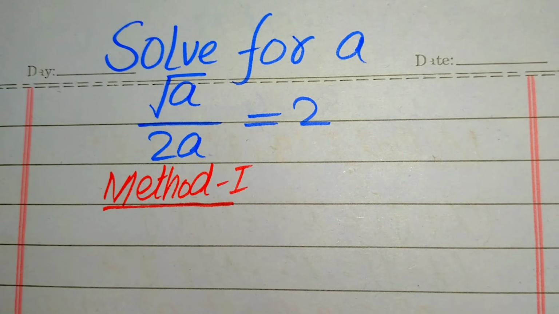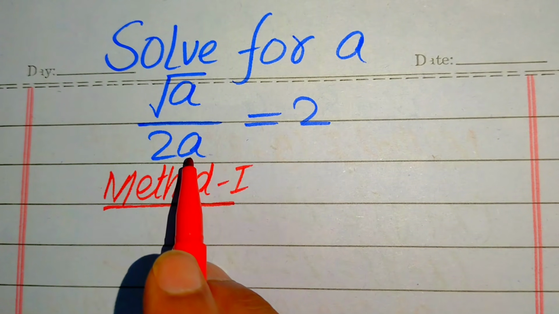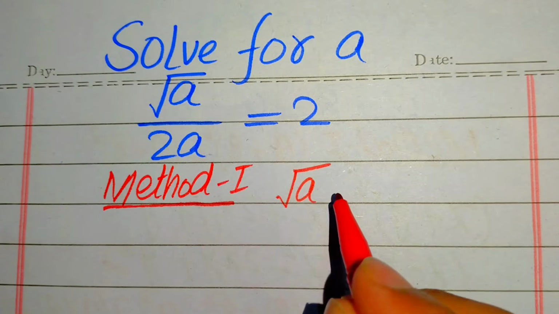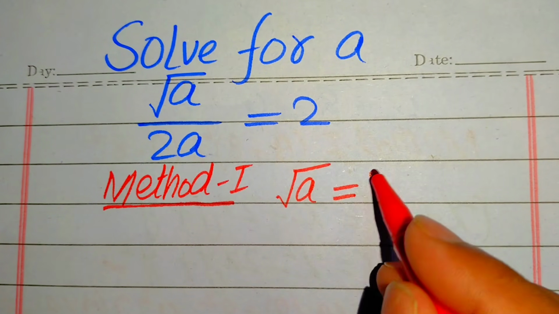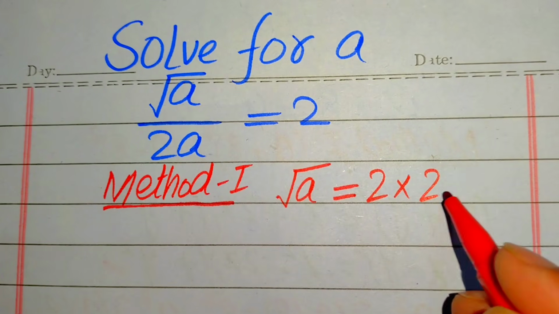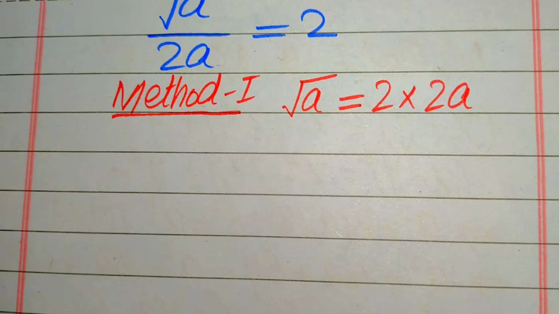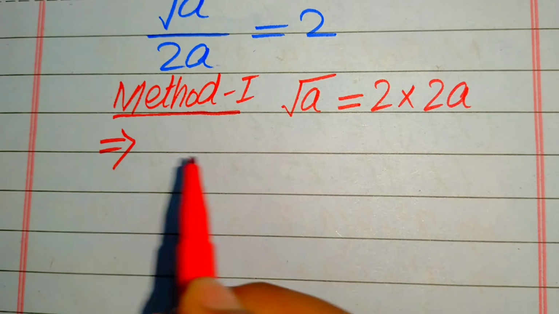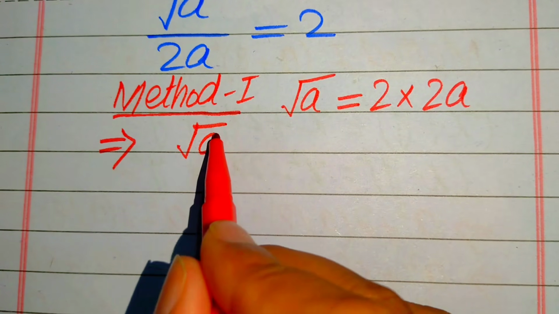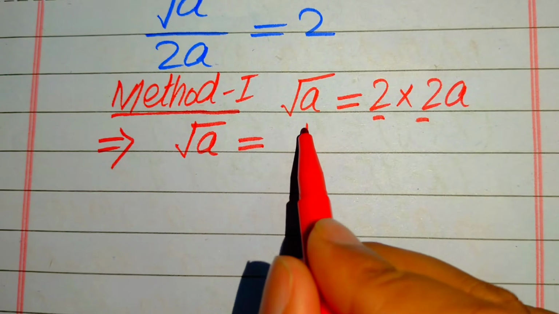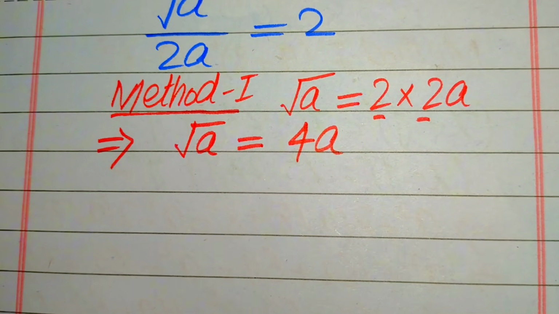And now we move towards the solution of this problem. The very first step we are going to do is move the term 2a from the left hand side to the right hand side, and it will be written as the square root of a is equal to 2 multiplied by 2 times a. And further, in the next step we need more simplification, and this will be written as square root of a equals, we have 2 multiplied by 2 becomes 4 times a.